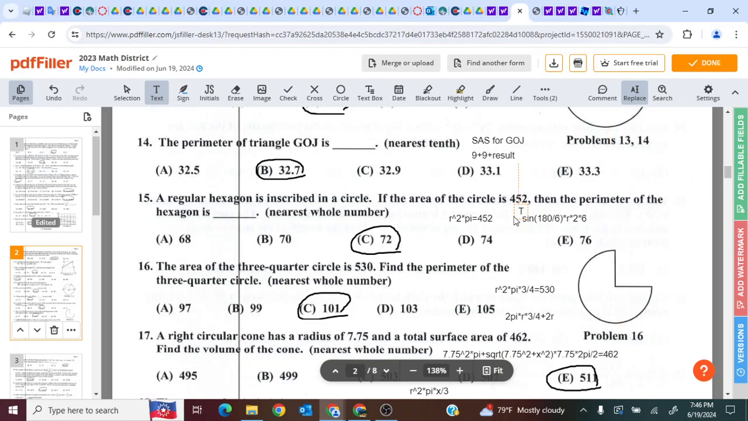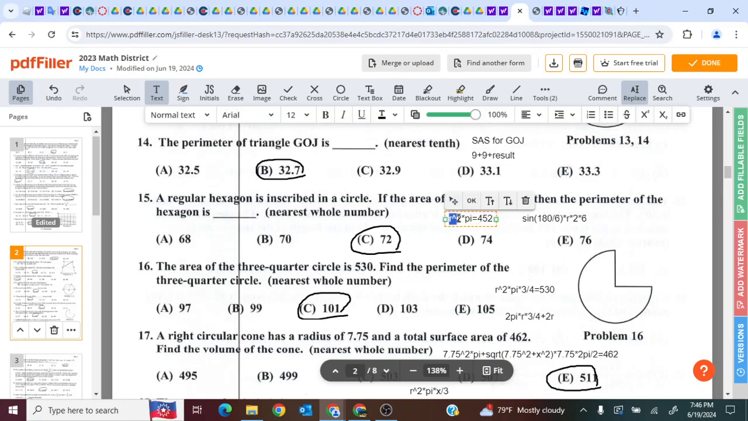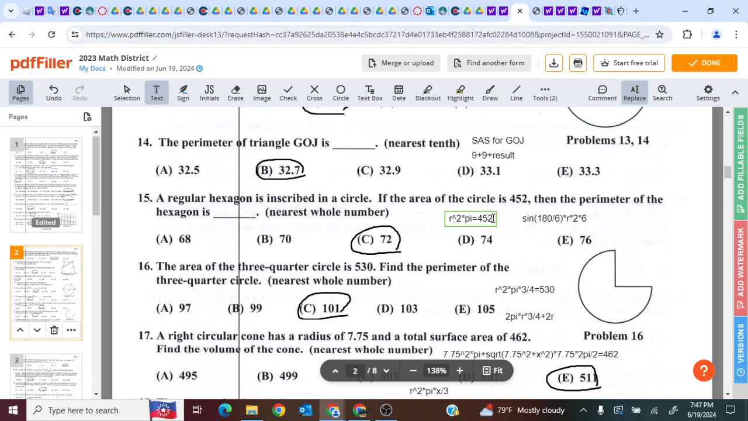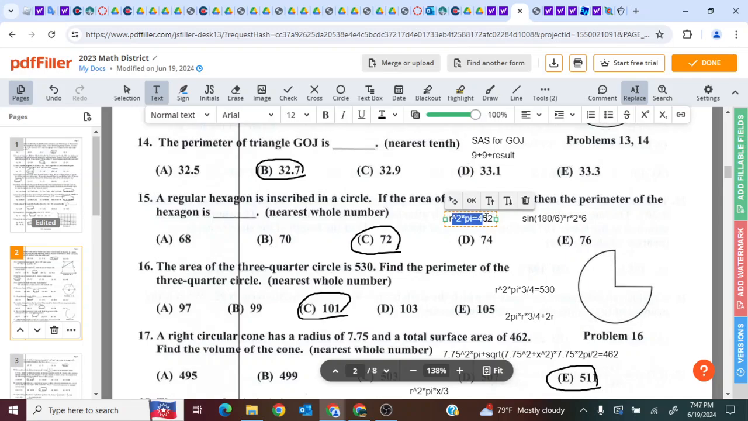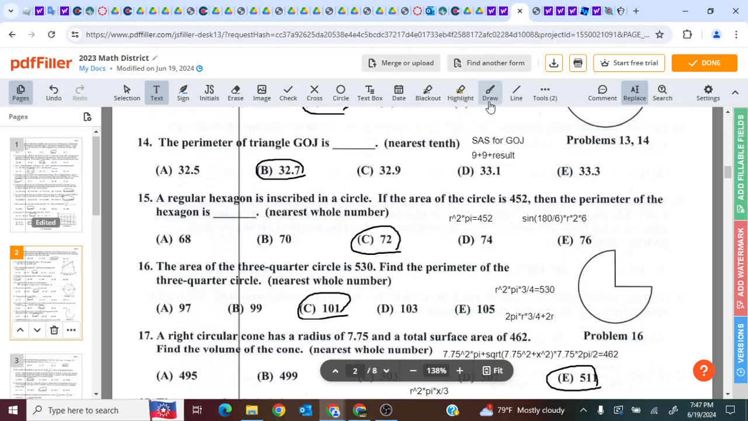15. A regular hexagon is inscribed in a circle. The area of the circle is that. What is the perimeter of the hexagon? So the area of a circle is r squared times pi, so some r value results in that. And then once you have that, you can imagine the hexagon.